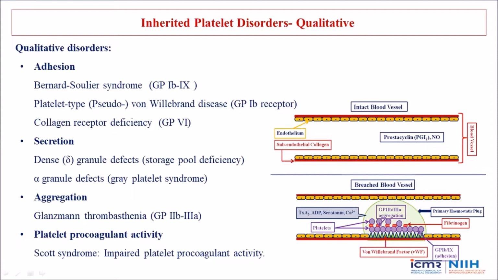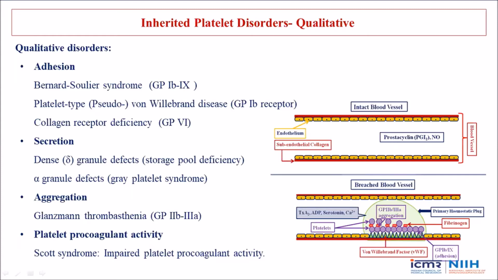Now when it comes to secretion, obviously since the granules are responsible for secretion, if there is any granule defect, it goes into the secretion defect deficiencies. Like dense granule defects, it is called storage pool deficiency, or the alpha granule deficiency is called gray platelet syndrome. Then of course is the aggregation defect, where the problem is with the GP2B3A receptors, and that disorder is called Glanzmann's thrombasthenia, where the platelets don't aggregate because of a defective formation of GP2B3A receptor.